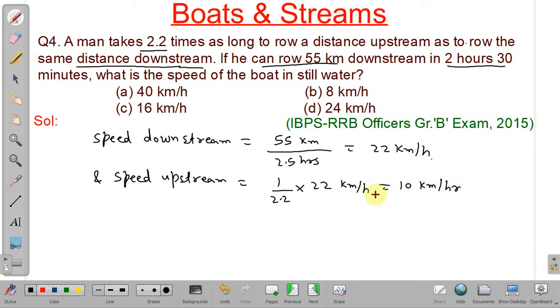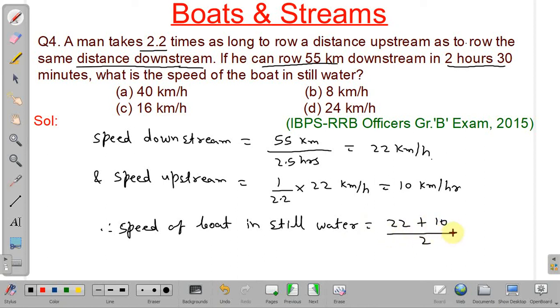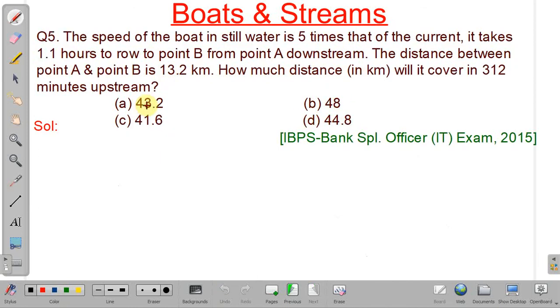Now we know the upstream as well as the downstream speed. So we can calculate the speed of the boat in still water. It will be equal to 22, that is the downstream speed, plus the upstream speed, divided by 2, and this will be 16 kilometer per hour. So our answer will be option number C. We will discuss the next problem.